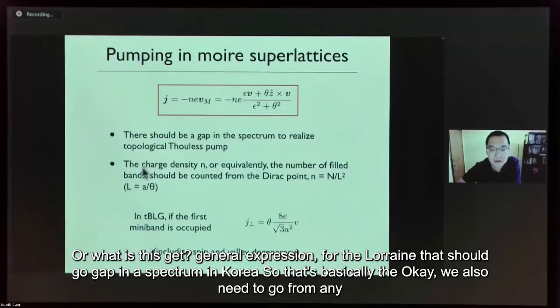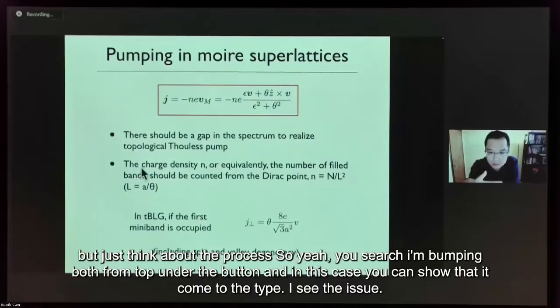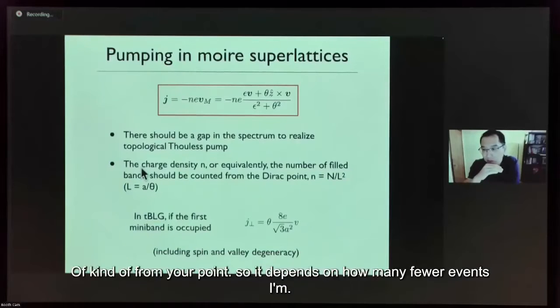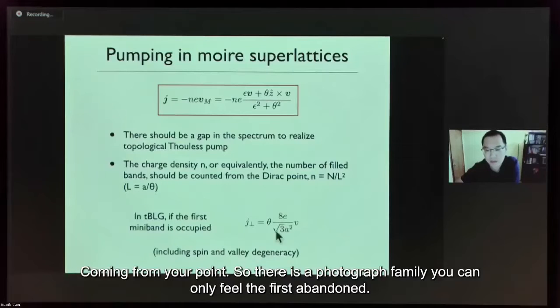And then we also need to know how many charges there are, right? But when you think about graphene, we typically think about it in terms of this Dirac spectrum. So the energy is actually unbounded both from the top and the bottom. And in this case, you can show that when we count the charge density, you should count from the Dirac points. So it depends on how many filled bands are counted from the Dirac points. So then in twisted bilayer graphene, if you only fill the first band, then that should simply give you the final expression here.